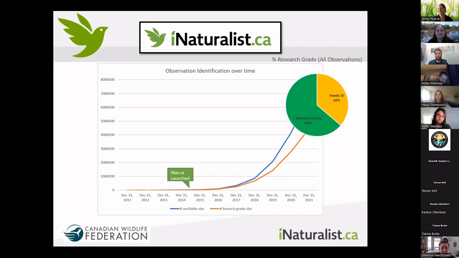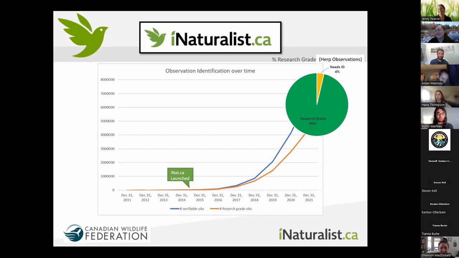Roughly 63 or 64% of observations in all of iNaturalist in Canada are what's called research grade. I had used this slide for the Canadian reptile and amphibian workshop, and shockingly, when I was working on this, 96% of all observations of herps have been identified to research grade, which was amazing to me in and of itself.